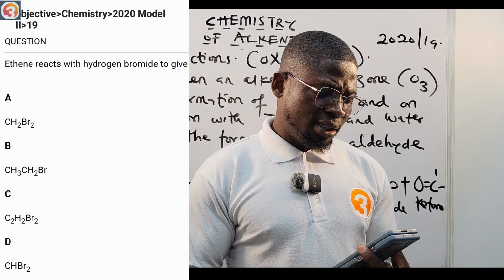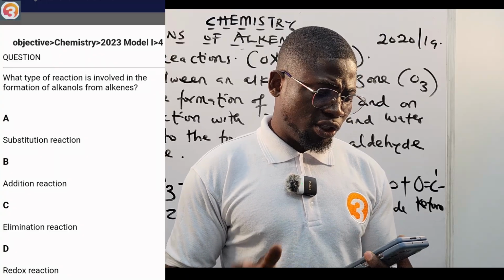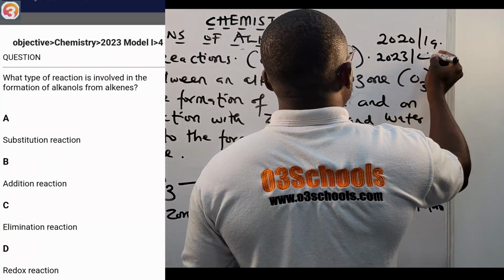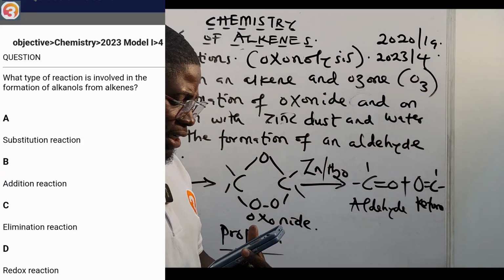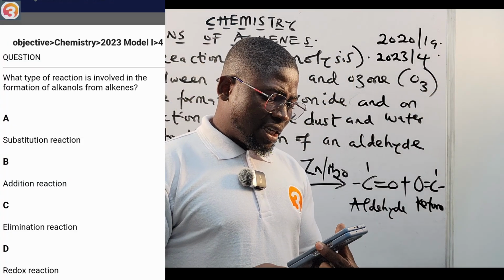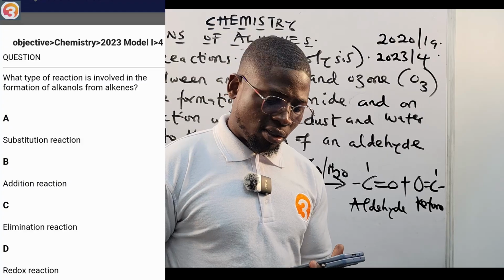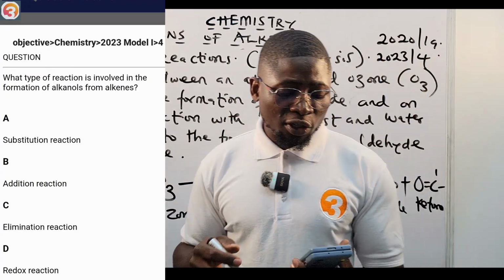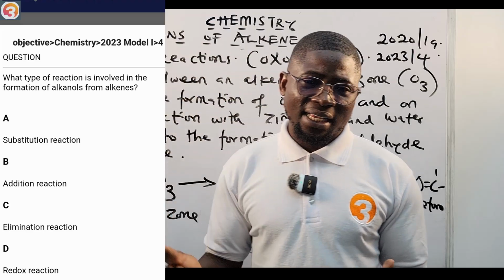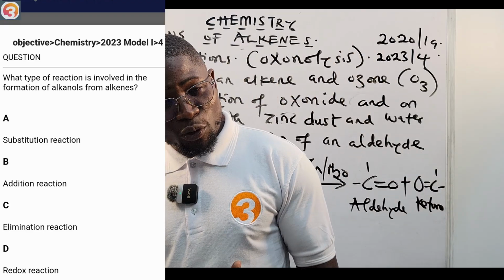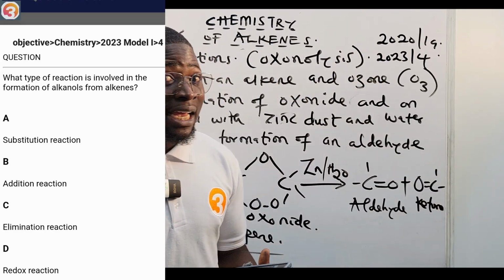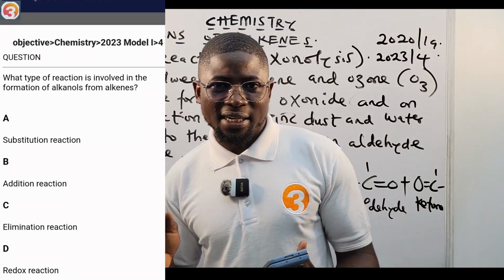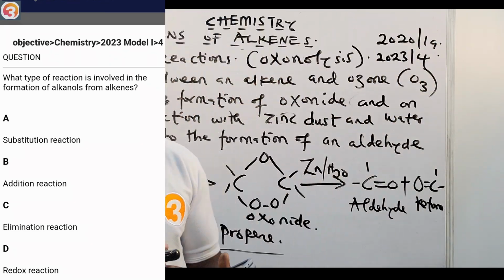Let us see another question. This is a 2023 question, number 4. It is being displayed on the screen right now. They say, what type of reaction is involved in the formation of alkanols from alkenes? Where an alkene reacts with water to give us an alkanol. Is it not an addition reaction? So it's an addition reaction. Option B is very correct there. There's no need beating around the bush any longer.